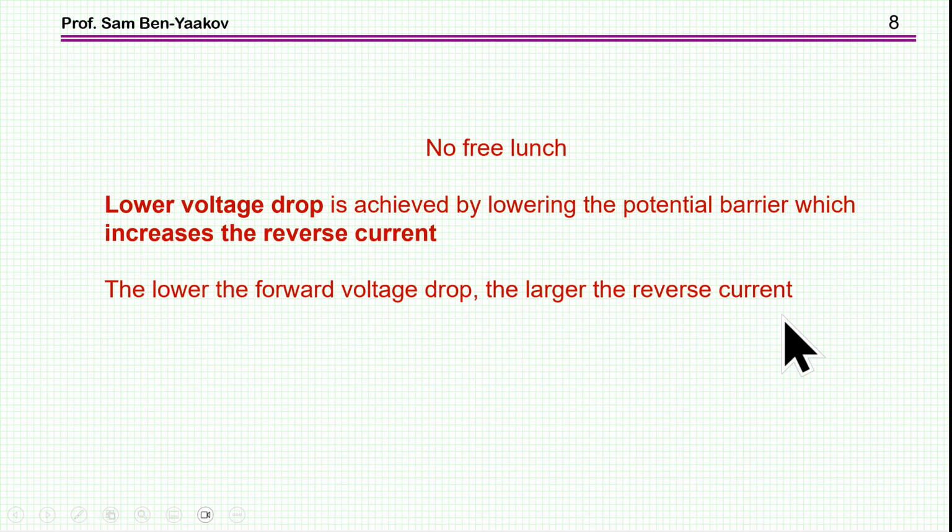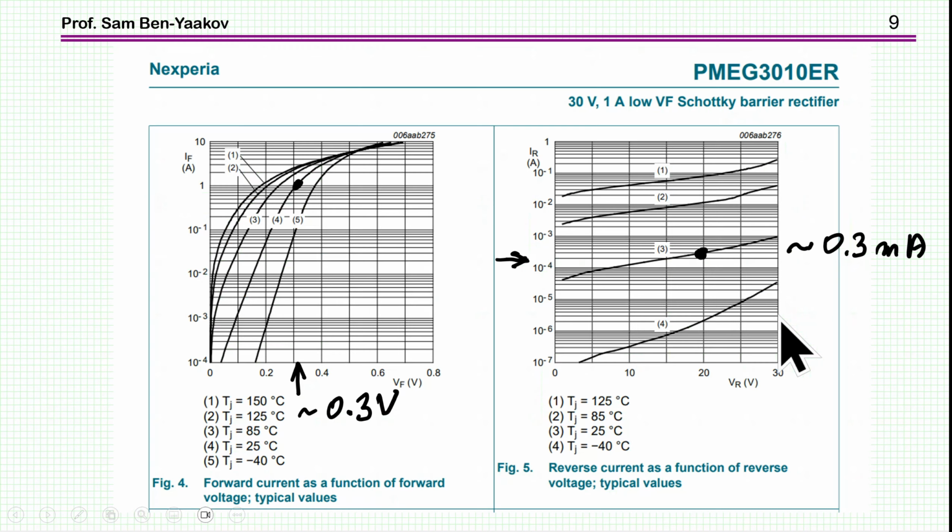But if you look carefully, you'll see that there is a linkage to the forward voltage. Here I'm giving two examples. This diode is specified as a diode of low forward voltage, and indeed this is a 1 amp diode. At 1 amp, 25 degrees, it is 0.3 volt. Very nice. However, the reverse current at 20 volt is 0.3 milliamp.